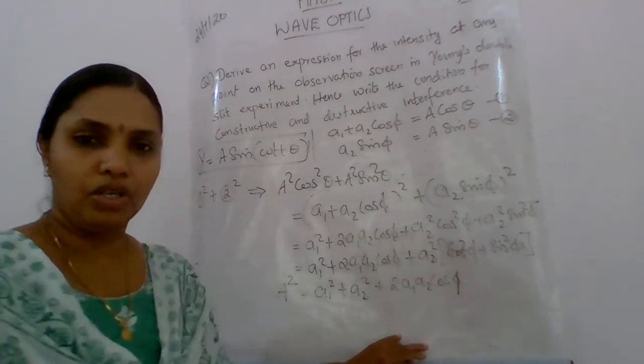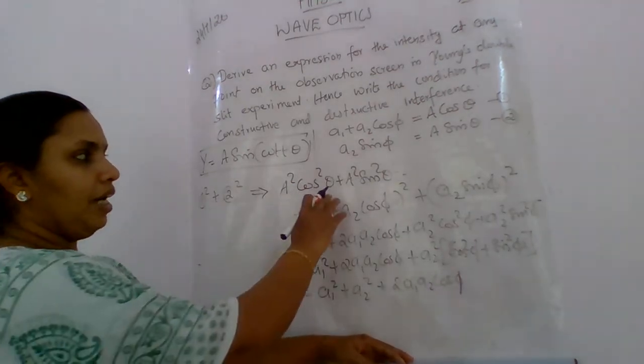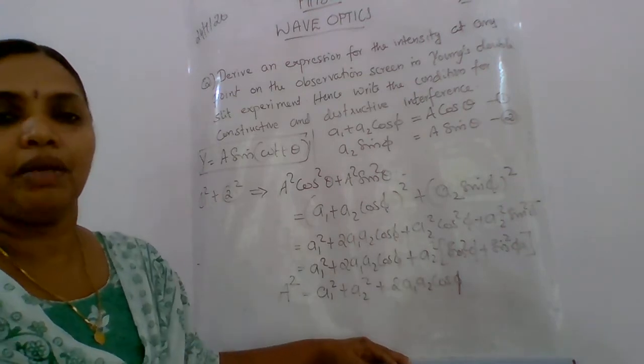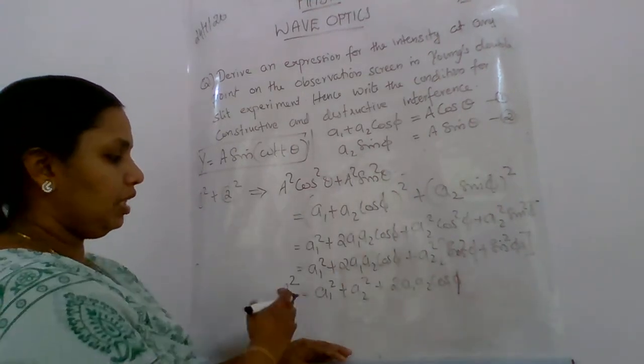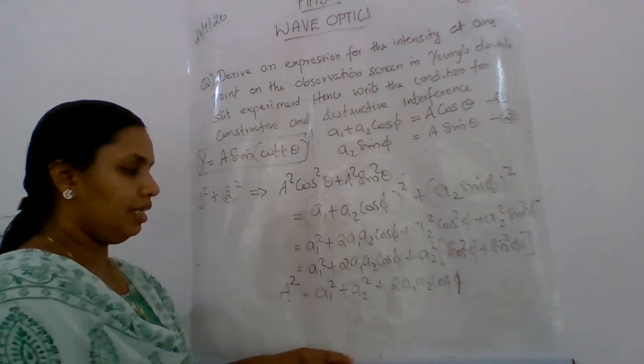2A1 A2 cos phi. That theta term is not there now. Isn't it? Theta we have taken, and it is the phase angle between the resultant wave and the parent waves. But now in the equation that term is not coming. So that is the amplitude of the resultant wave.